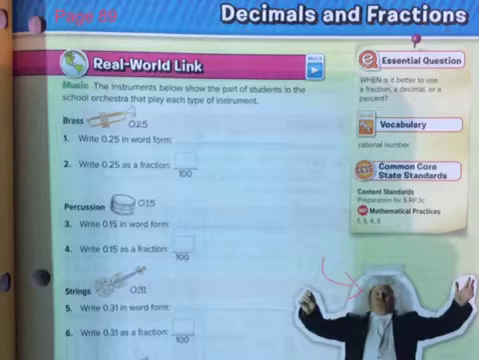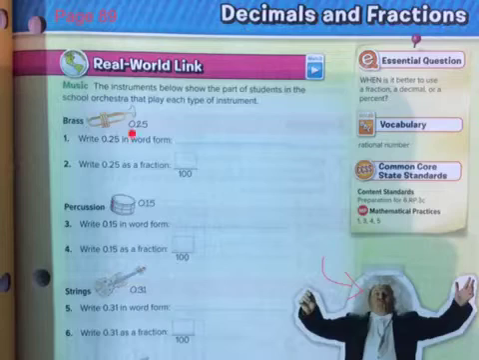Okay, decimals and fractions. The instruments below show the part of students in the school orchestra that play each type of instrument. So here we have 0.25, a quarter. They play the brass instruments. Brass instruments are the ones that all have this color, like trumpets, tubas, trombones, and so on. Okay, write 0.25 in word form.